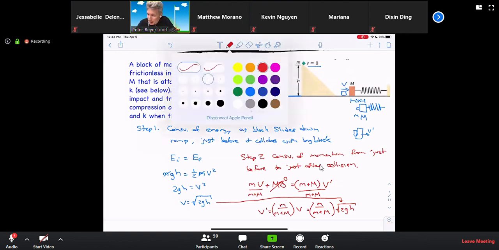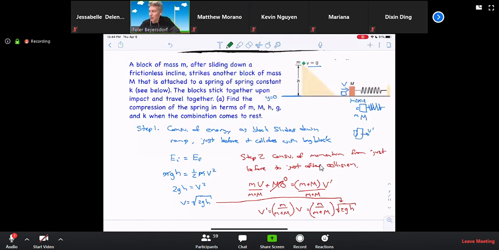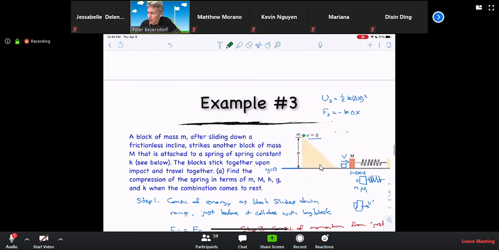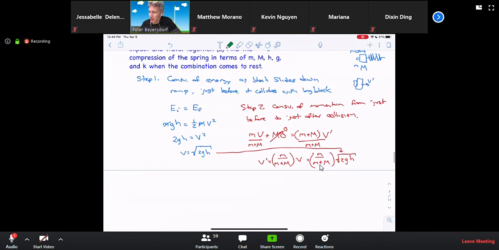Okay, now I'm still not done. There's a third part to this problem. Now that the blocks have collided, they're moving to the right, and that kinetic energy that they have is going to get transferred into the potential energy of the spring. So we said the potential energy in a spring is 1/2 k delta x squared. So we're going to use that along with conservation of energy in step 3. So we're going to use conservation of energy from just after the collision until the spring is fully compressed.